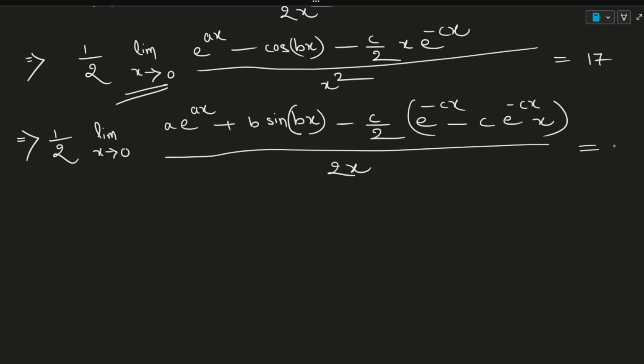Then it will be 2x. So when x tends to 0, the numerator tends to 0 and the denominator tends to what? a minus c by 2 is equal to 70, as the denominator is equal to 0.